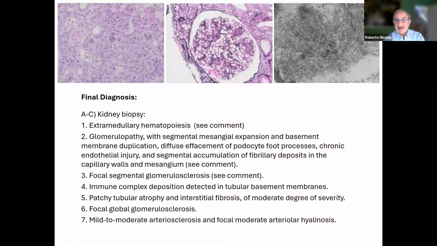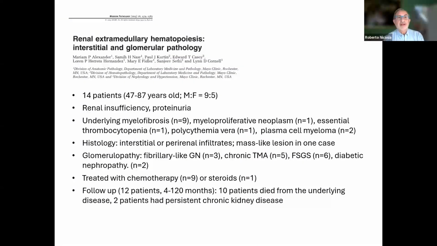So this is a fairly rare finding, extramedullary hematopoiesis in a kidney biopsy. The largest series reported so far is from the Mayo Clinic. They reported 14 kidney biopsies from 14 patients. Patients ranged in age from 47 to 87 years old, more males than females. Like our patient, their patients presented with renal insufficiency and proteinuria. And the most common underlying hematologic condition, like in our patient, was myelofibrosis.